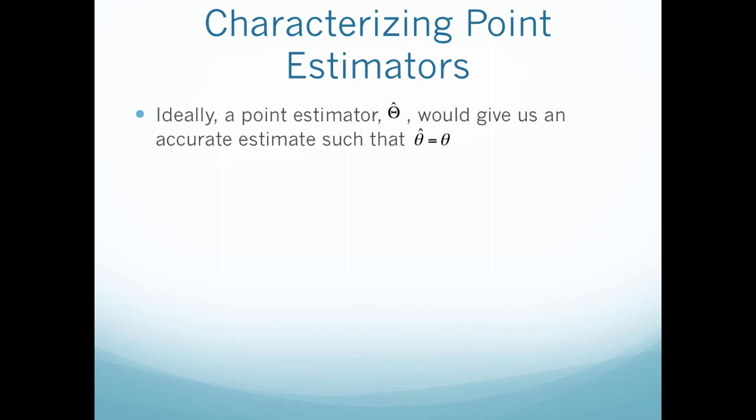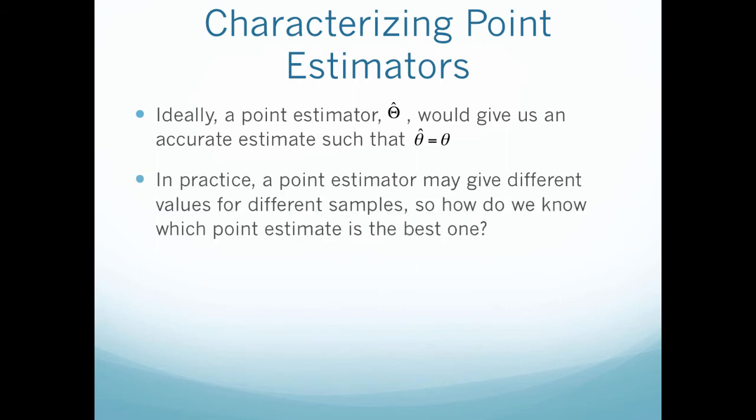So now let's get into characterizing point estimators. Ideally, a point estimator, or my theta hat, capital theta hat, would give us an accurate estimate such that it equaled the true population parameter. So in an ideal world, I want everything I test from my sample to equal my population parameter. However, that's not always the case. In practice, a point estimator may give different values for different samples. So how do we know which point estimate is the best one? How do we know which one to choose?